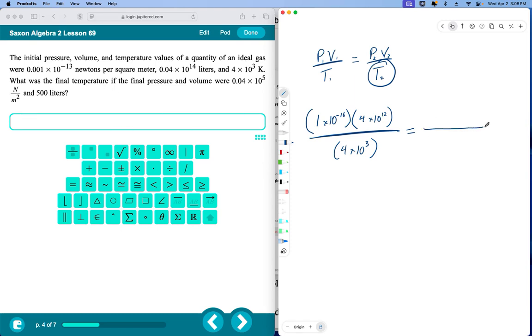So we know that we're not finding that. We don't have that. I should say we're finding that because we don't have that. The volume, the final pressure and the volume were the same thing. Oh, no, they weren't. Pressure and volume. Pressure was this, volume was this. I didn't see this. Okay, so we need to write it in proper scientific notation.